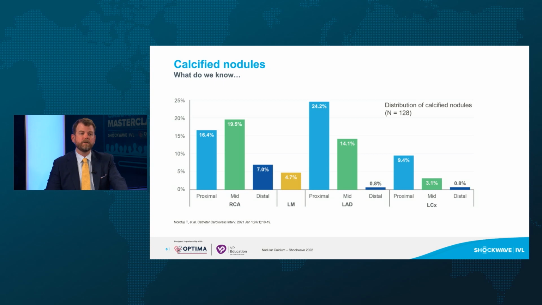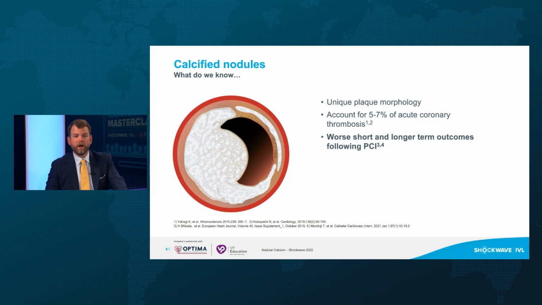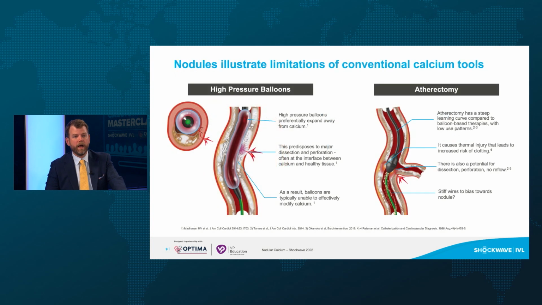Again, not surprisingly, you see the distribution there, all three epicardial vessels, being more common in the more proximal parts of the vessels. We often think of them in the mid-proximal RCAs and the ostial circumflexes, just because those tend to give us the most problems. Again, they do account for some parts of ACS, and we talked about those two histological types and how that forms. And then there are worse short and long-term outcomes following PCI. Again, very similar to calcified lesions in general, but particular for nodules as well.